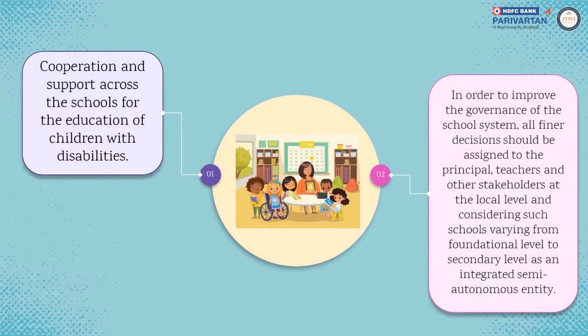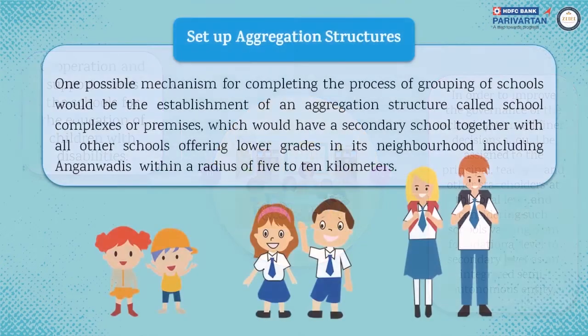There should be cooperation and support across the schools for education of children with disabilities. In order to improve the governance of the school system, the schools from foundational level to secondary level should be considered as an integrated semi-autonomous entity. Along with this, all final decisions should be assigned to the principal, teachers, and other stakeholders at the local level.